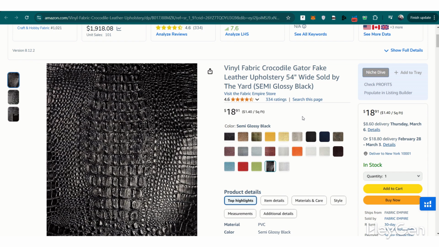Optimizing your main image isn't just about making it look good, it's about increasing conversions. By avoiding these common mistakes, you can make your listings more effective and boost your sales on Amazon.